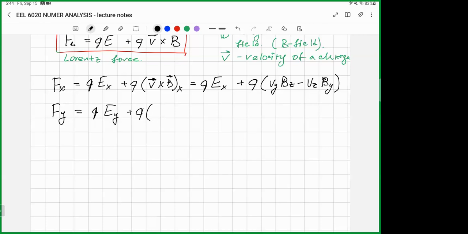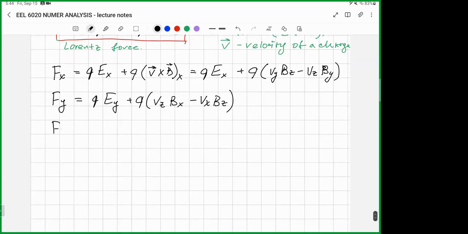Okay, and likewise for the y component of the force, it's going to be q Ey plus q. For the y component, the next one is z, so I write vz. Then the next one is x again, so I get Bx, and now minus vx Bz. And finally for the z component, q Ez plus q, then the next one is x, so I write vx By, because y is the next one, minus vy Bx.